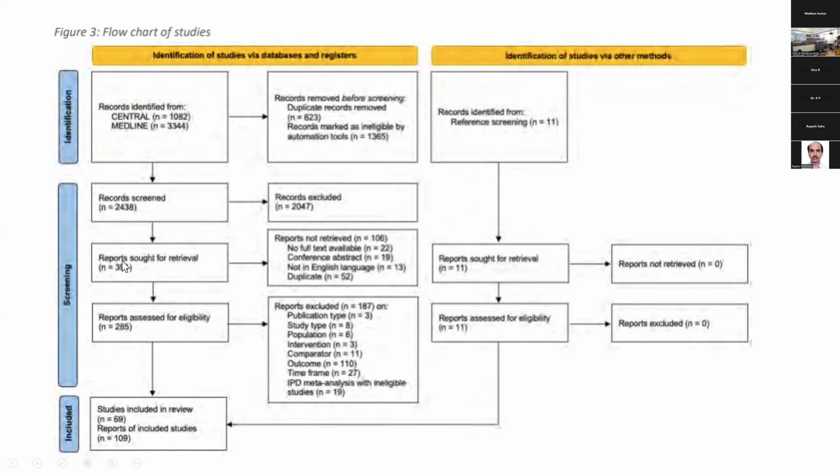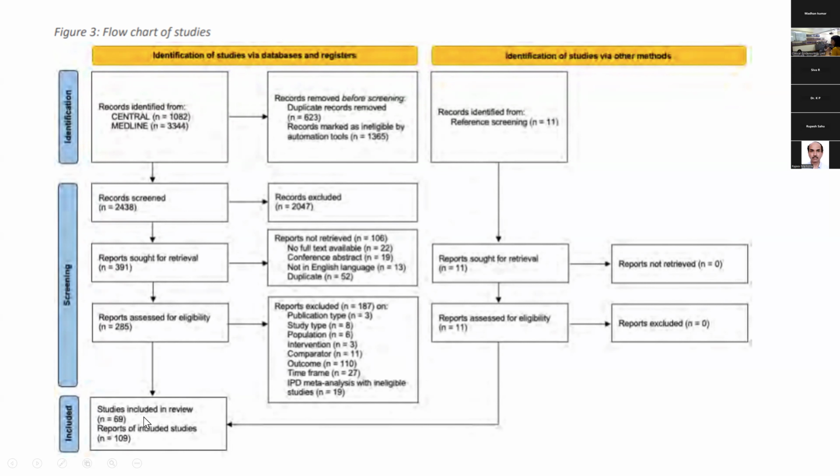Then they retrieved 391, and they have given reasons for why some of them were not retrieved also. They were not in English, they were duplicates, they were conference abstracts, or full texts were not available. Then finally, they assessed 285 articles for eligibility, out of which they again excluded another 187. Now for this 187, they have fully written in the supplementary analysis why they have excluded them. Most of them were excluded because the study type was not an RCT, or there was a post hoc analysis that informed the primary estimate.